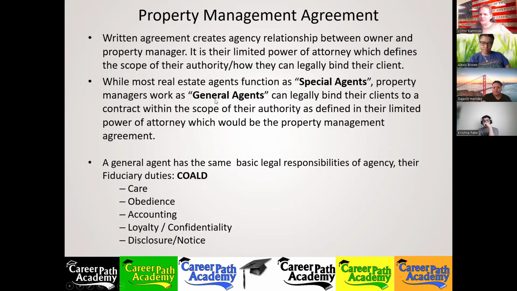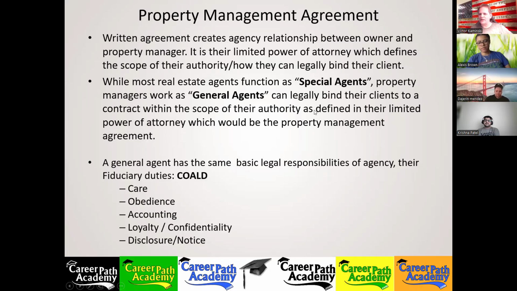Whereas a general agent may be given the legal authority to legally bind their clients to contracts by signing leases and doing things that legally bind their clients to a contract within the scope of their authority, as was defined in the property management agreement that specified what their duties are and how they could legally bind their clients to a contract. So general agents are typically property managers.